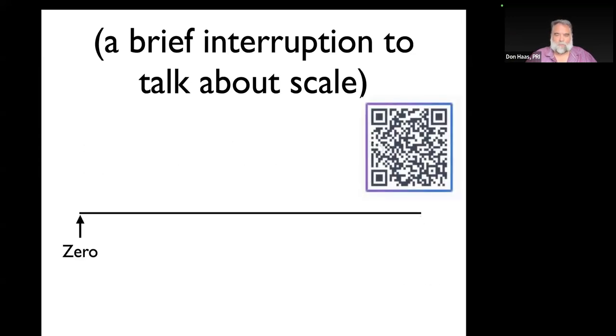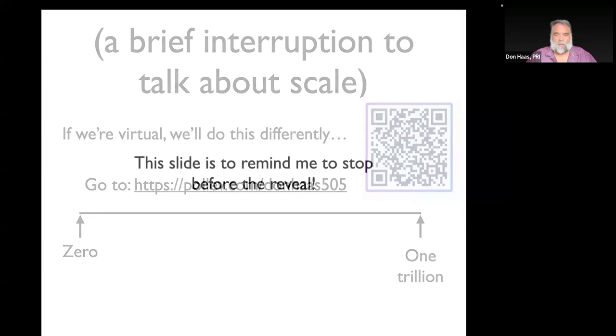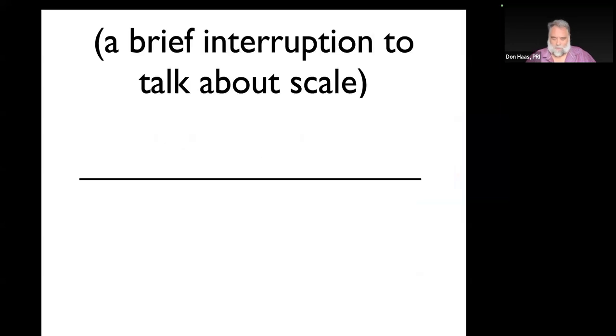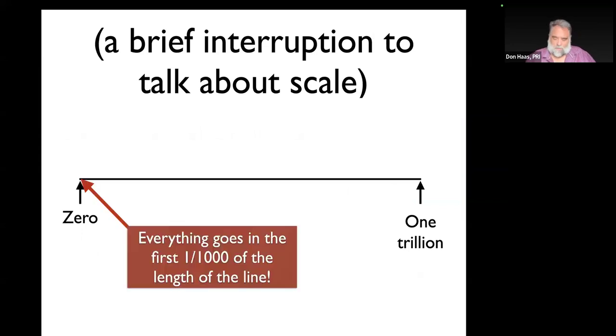So we'll skip past the virtual piece. So there's our 0 and 1 trillion again. So, maybe touch your screen where you think it goes. And the answer is that everything goes in the first 1/1000th of the length of that line. And most people get that wrong. And each one of the named numbers that we hear all the time, thousand, million, billion, trillion, each one of those numbers is 1,000 times larger than the one before it.